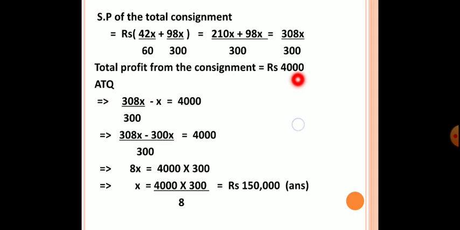Now in the question it was mentioned that the total profit is rupees 4,000 on the whole consignment. So selling price minus cost price equals profit. So 308x by 300 minus x equals 4,000. Taking the LCM as 300, in the numerator we will have 308x minus 300x equals 4,000. So 8x equals 4,000 into 300. Therefore x equals 4,000 into 300 divided by 8, which is rupees 1,50,000.